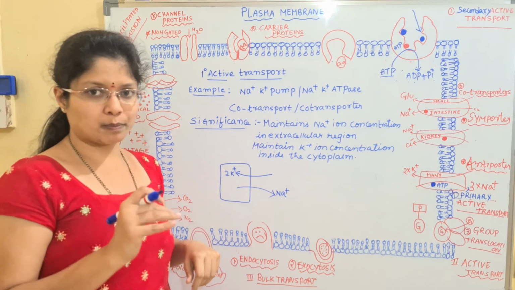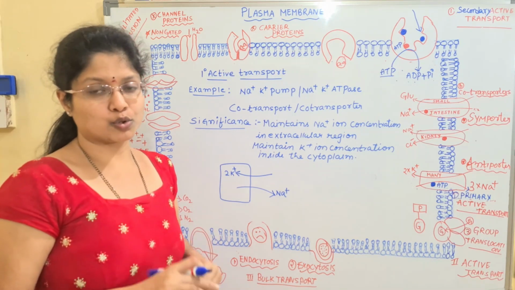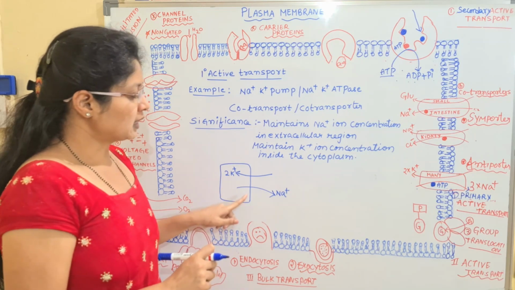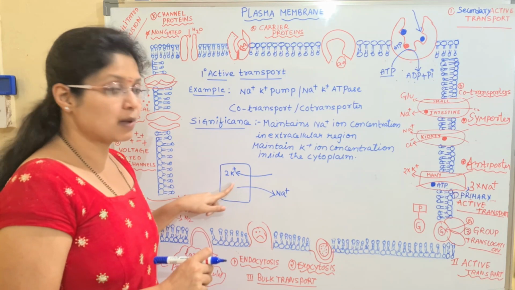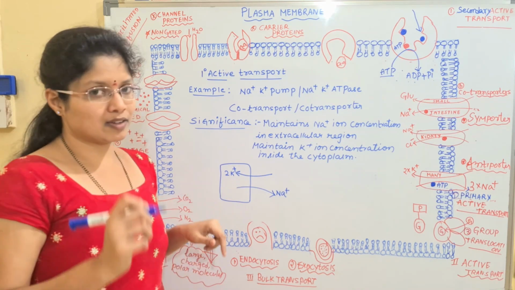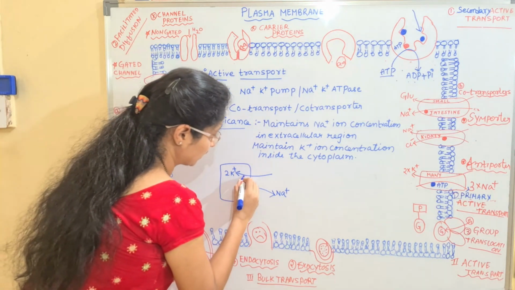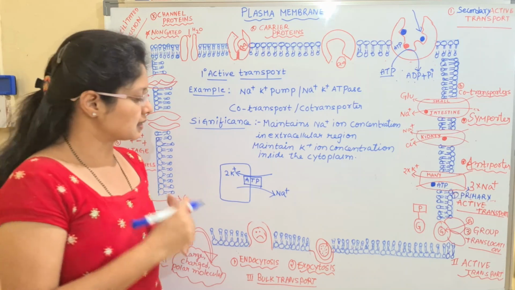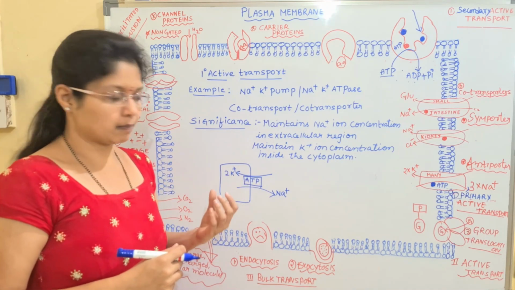Because two molecules are operated at a time. And in this again, it is a primary active transport, so ATP will generally be required here. For the movement of sodium ions outside the cell and potassium ions into the cell, there will be the energy molecule, which is ATP. Hydrolysis of ATP is essential for the operation of the sodium potassium pump.